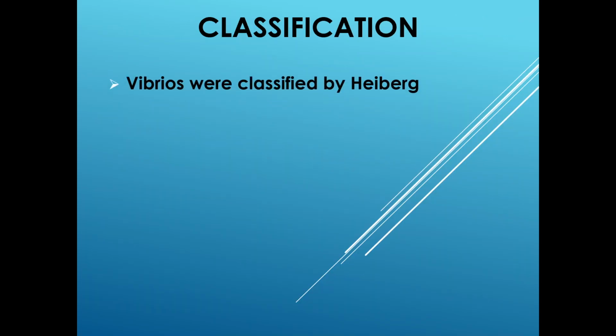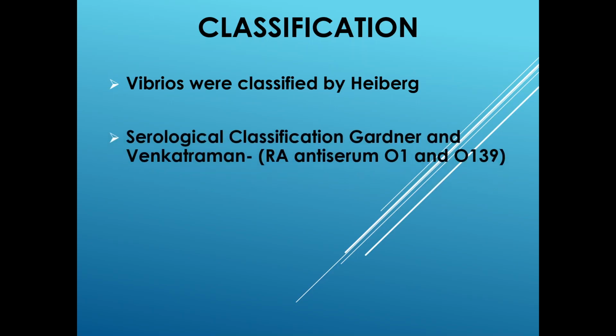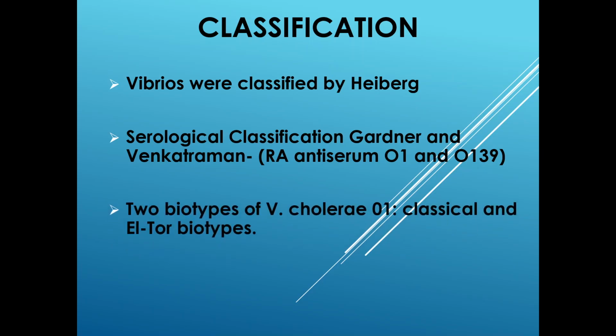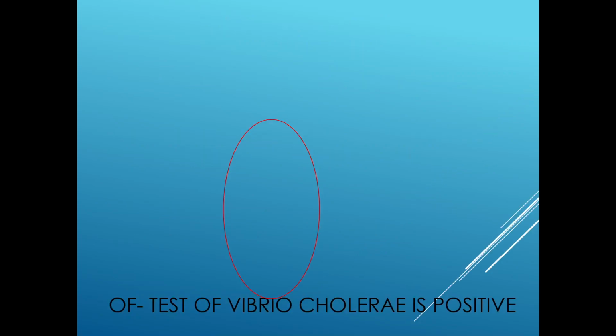Classification of Vibrio cholerae. Vibrios were classified by Heiberg; serological classification by Gardner and Venkatraman is by agglutination reaction with O1 and O139. There are two biotypes of Vibrio cholerae, classical and El Tor, and phage typing. I will explain what this classification means.